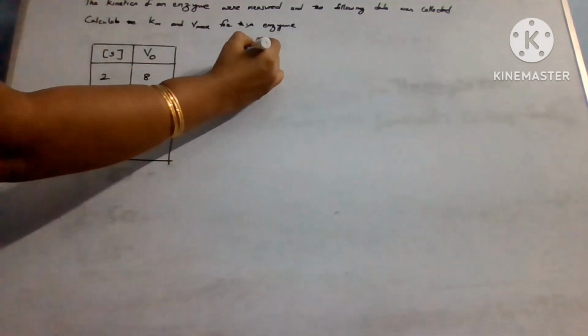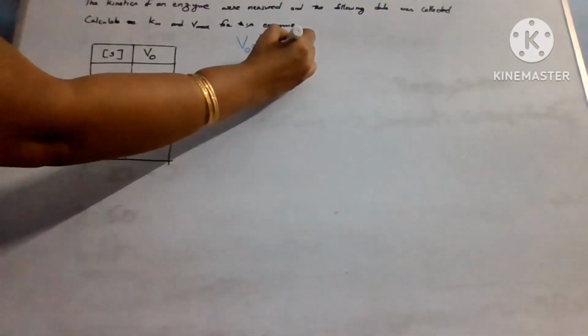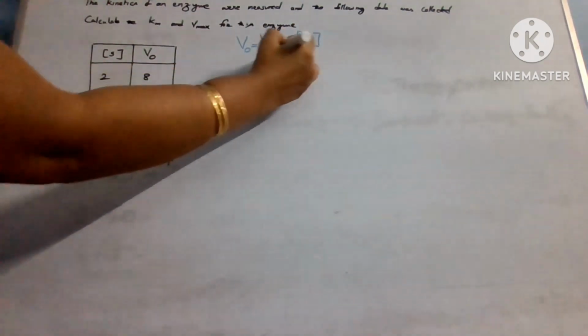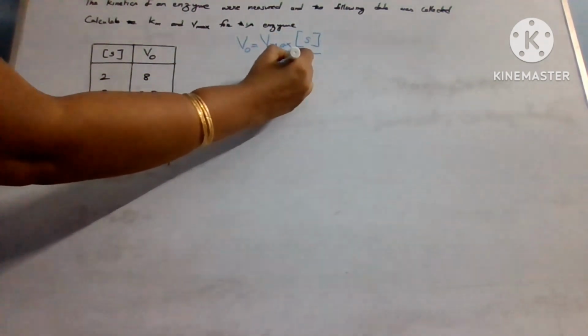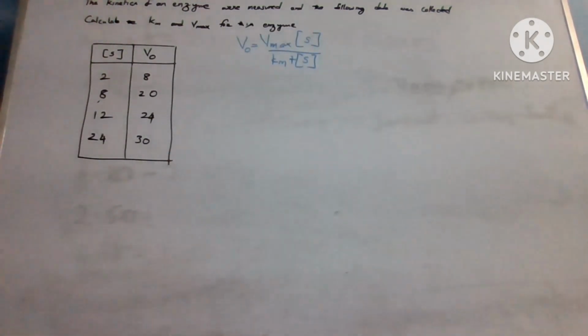Now to find out Km and Vmax, first we will take the substrate concentration and the initial velocity. If you take the data, the substrate concentration is 2 and the initial velocity is 8. Okay, let us use this equation: V0 is equal to Vmax S by Km plus S. Here V0 is the initial velocity, Vmax is the maximum velocity the enzyme can attain.